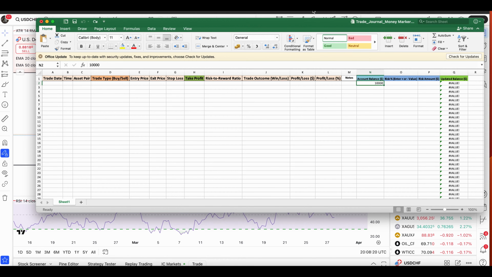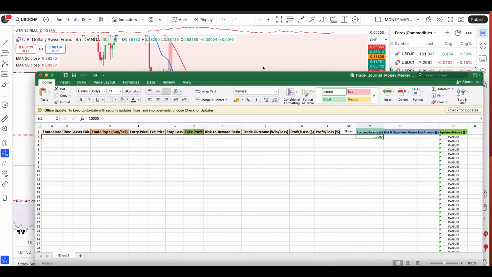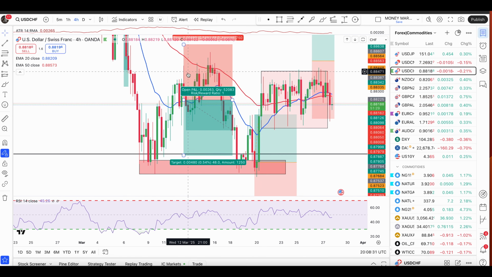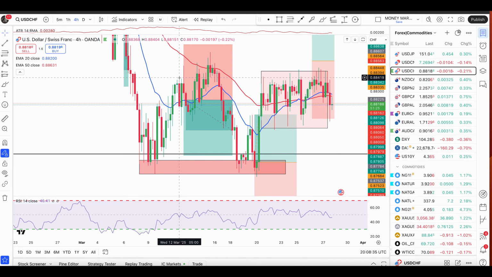Now, how can you log your trades here? It is very simple. First, the trade we took a couple of days ago. For example, I'm taking this trade for the sake of example. The one we took when? That was on 12th of March. Pullback entry, and I entered right here at 0.88226. That was my price when I entered this trade.